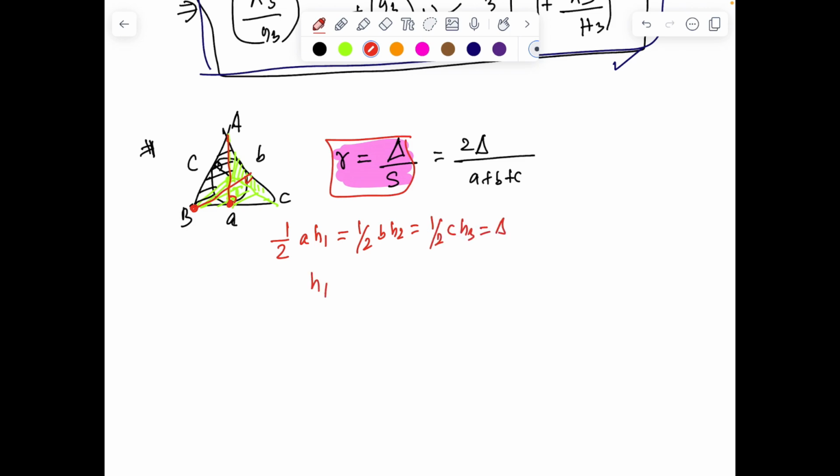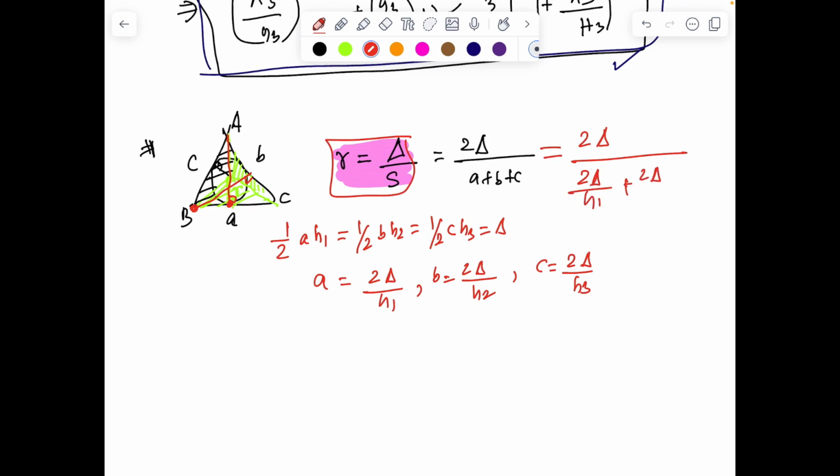तो यहाँ से h1 का जो वैल्यू है, और I can tell what is the value of a, we will get 2 delta by h1, similarly b is 2 delta by h2 and c is 2 delta by h3. So just with half into base into height, a b c is related with h1 h2 h3. So we have 2 delta divided by 2 delta by h1 plus 2 delta by h2 plus 2 delta by h3. तो अब तो मज़ा ही आ गया.